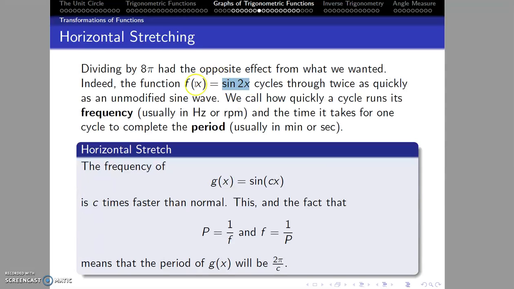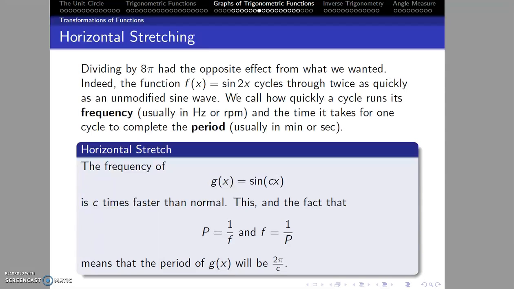But with this function here, if I put pi in for x, that means I will have in this argument still 2 pi. So it only takes half the numbers to go all the way around. So the frequency has doubled. Not the period has doubled when I double this thing. Not the period, the frequency has doubled.